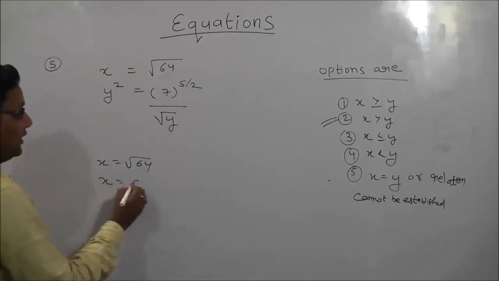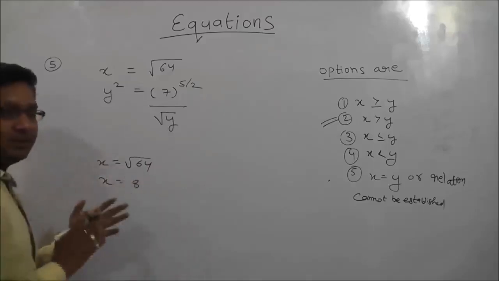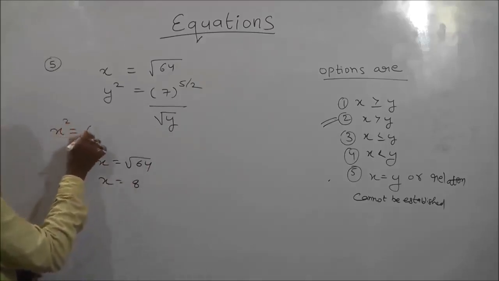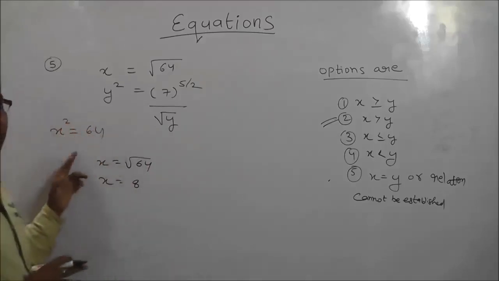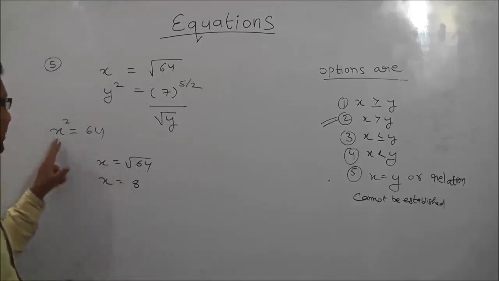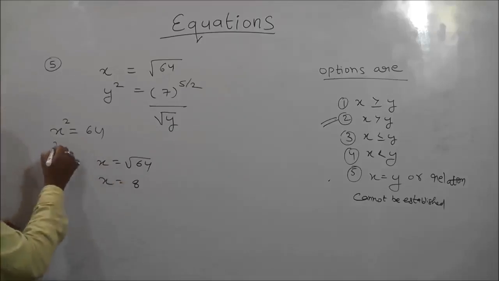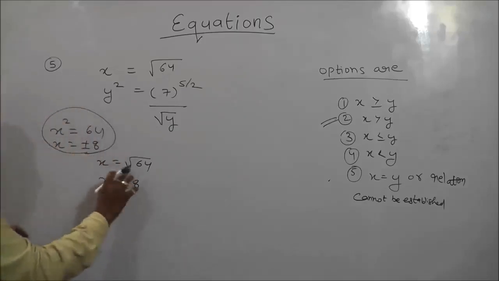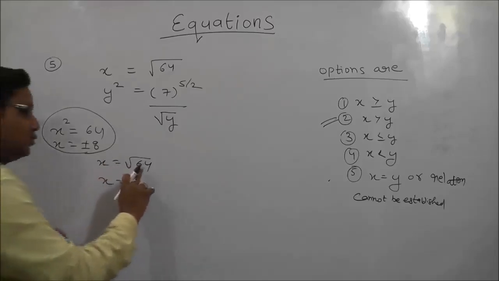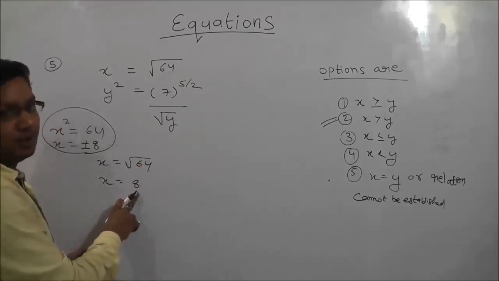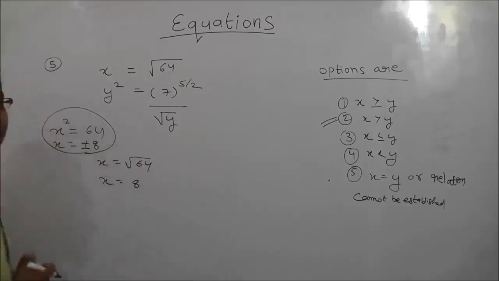x equals 8. So there is a difference between, see, if the value is given like this, x square equals 64, this is a different thing and this is a different thing. If x square equals 64, the value will come plus minus 8. But if x equals root over 64, the value we have to write is only 8. No need of plus minus. Okay, so this you have to keep in mind.